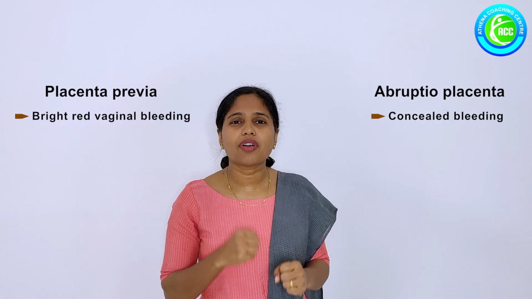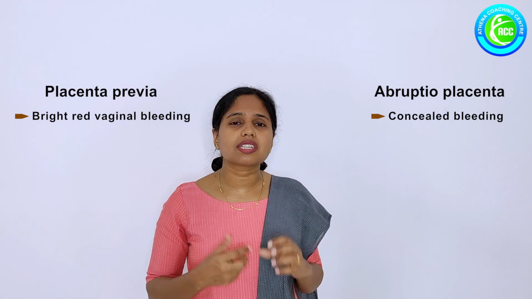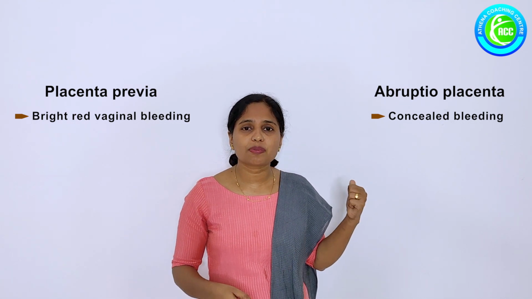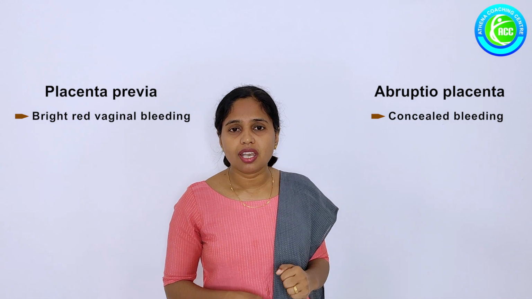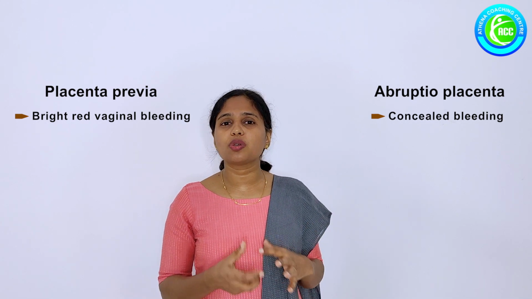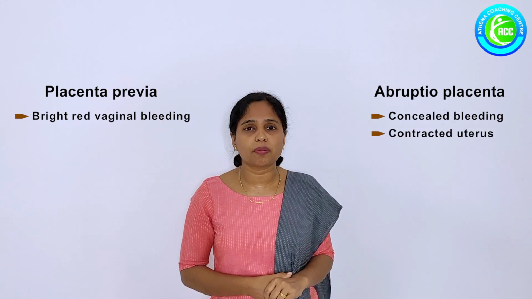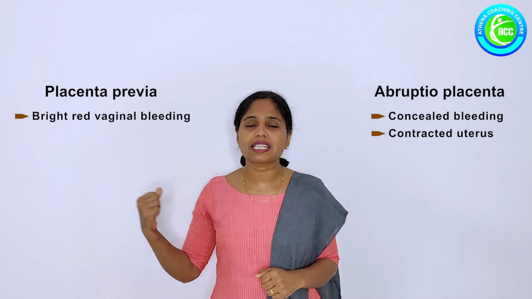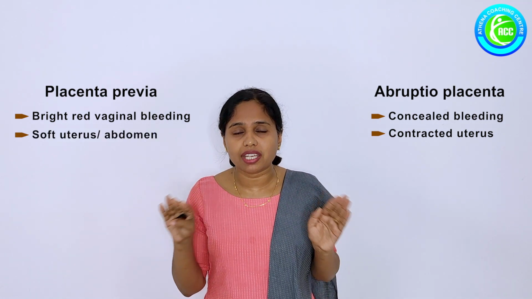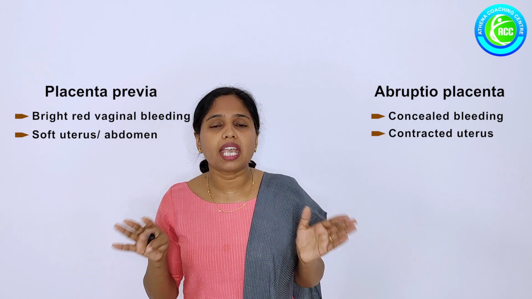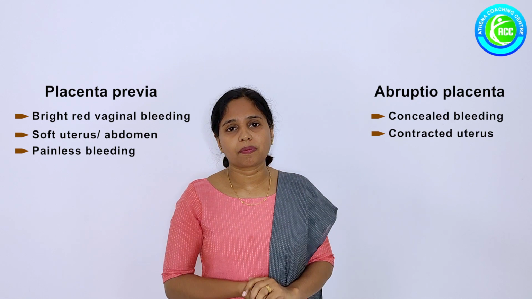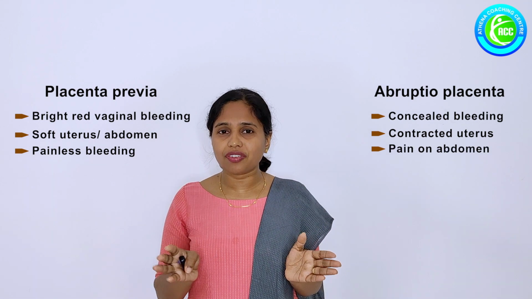So the uterus will fight against that and start forming uterine contractions, so the mother can experience uterine contraction. When you assess the uterus, you can feel a tender abdomen or contracted uterus. But in placenta previa, the uterus will be very soft and there won't be any pain. In abruptio placenta, there will be pain. So what are the basic differences?